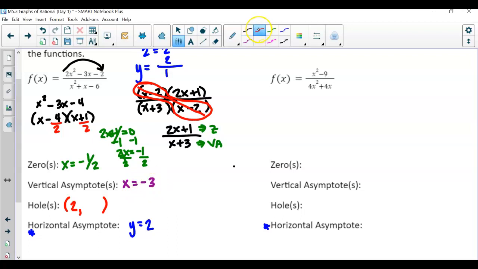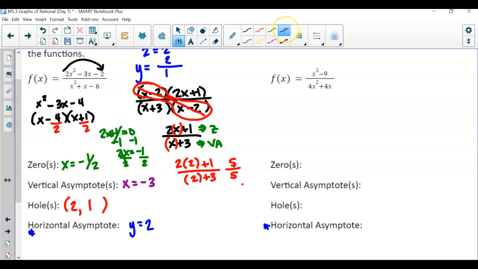Now let's finish the hole. So if x is 2, that means what do we plug in for x? 2. So that's 2 times 2 plus 1 over 2 plus 3. So 2 times 2 is 4 plus 1, which is 5, over 2 plus 3, which is 5. So 5 divided by 5 is 1. So the hole is located at 2, 1.